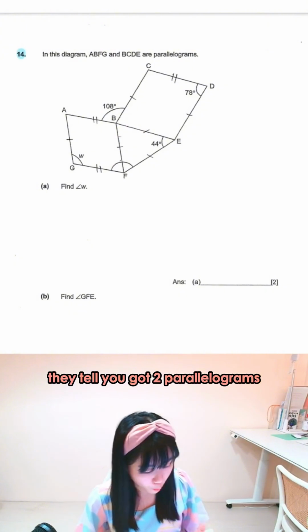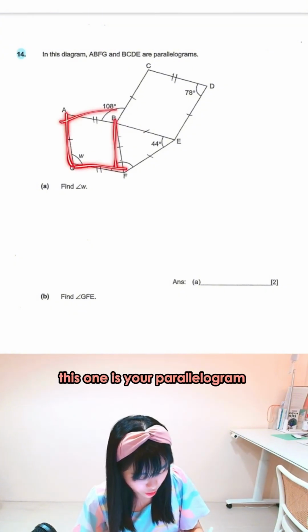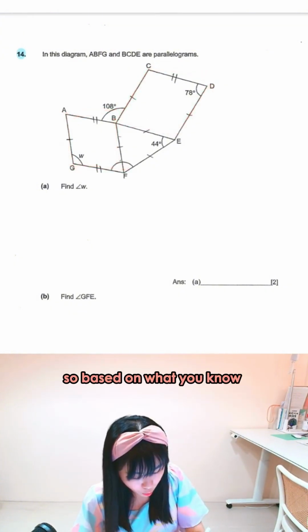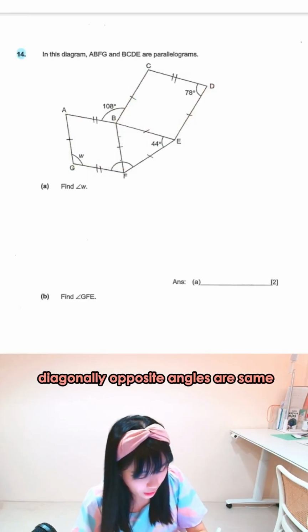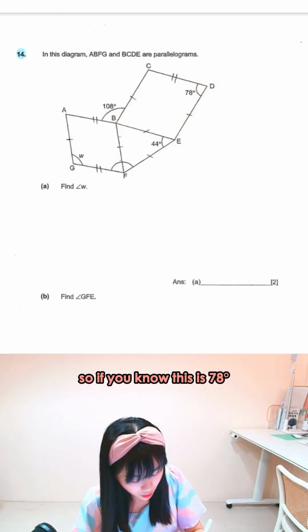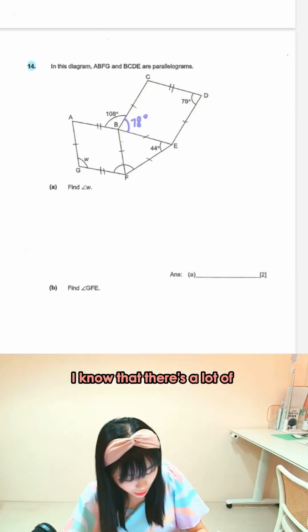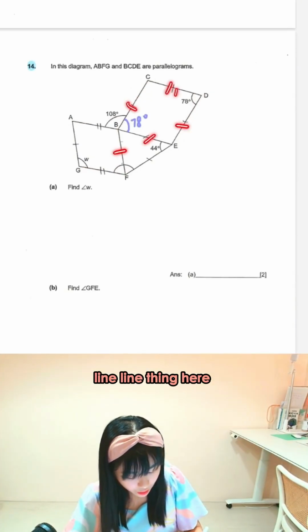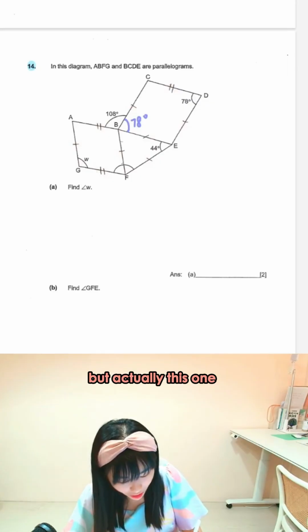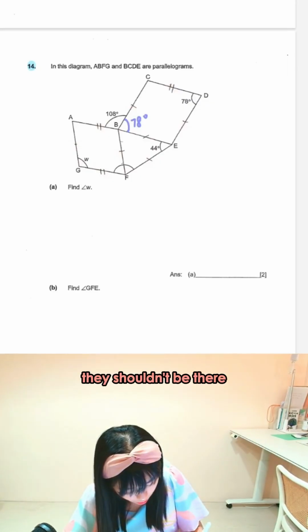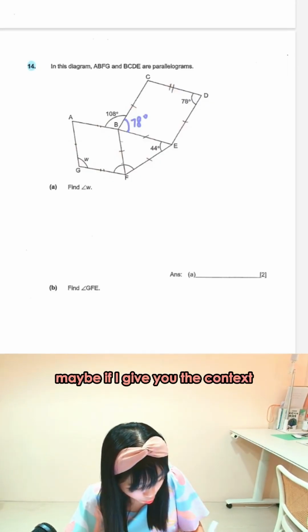They tell you there are 2 parallelograms. This one is your parallelogram, this one is your parallelogram. Based on what you know about your parallelogram, diagonally opposite angles are the same. So if you know this is 78, you must know this is 78 also. I know that there are a lot of lines here, but actually, these were drawn by humans. They shouldn't be there. Maybe if I give you the context, you can solve it already.